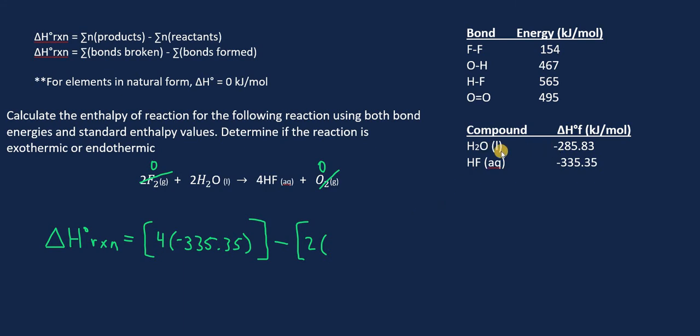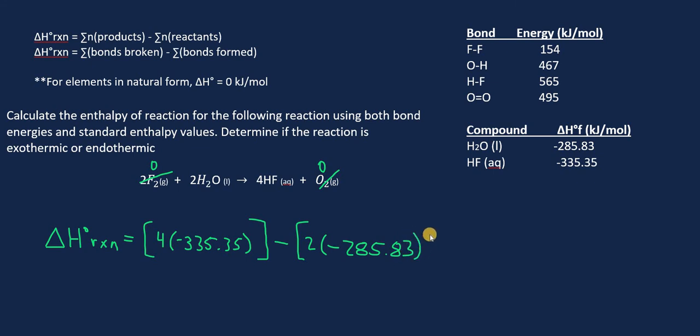the value for liquid water, and that's another important point too. Always look at your state of matter for your compound, because different states of matter for the same compound have different values for enthalpy of formation. For example, here we have liquid water, and that's the enthalpy of formation for liquid water, but gaseous water would have a different enthalpy of formation. So always check you're getting your state of matter correct when you're looking up your value. And that's going to be negative 285.83.